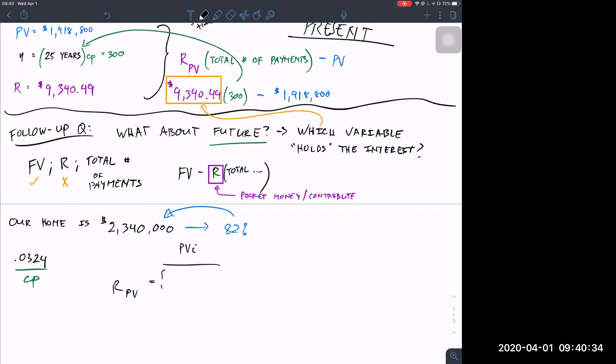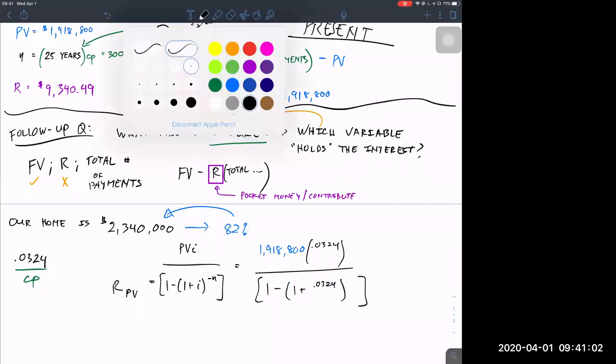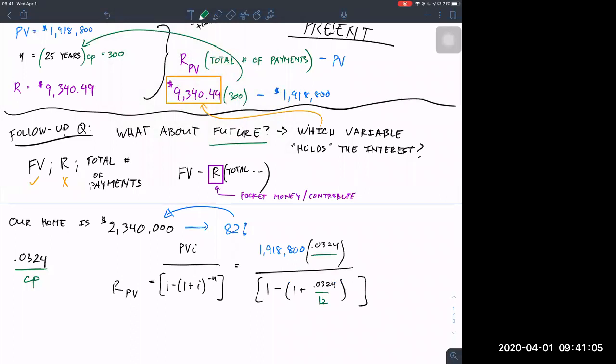PVI. Nope. 1 minus 1 plus I to the negative N. So now, yeah, I'll color code this. Why not? 1918800.0324. So if everyone got this far, 300, that's right. If you didn't get the right answer, that means that it was a calculator issue.